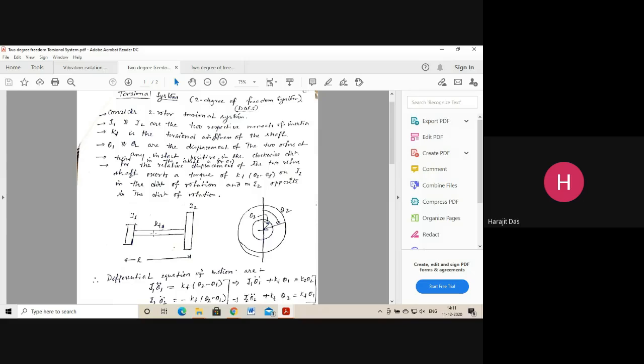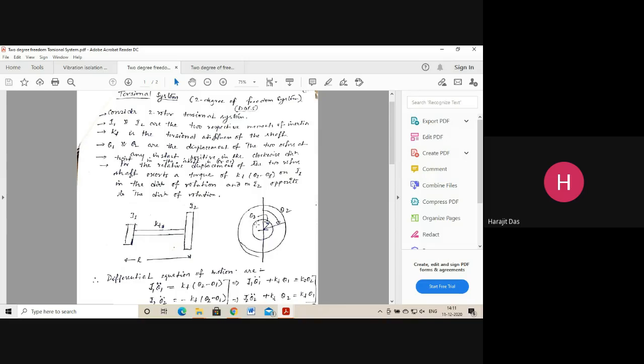Kt is the torsional stiffness of the shaft. Theta 1 and theta 2. If you project these two, you will get this top view. You can say that this is the side view, or if this is vertical, then you can see a top view like this one. Here it is a side view because it is on the right side.